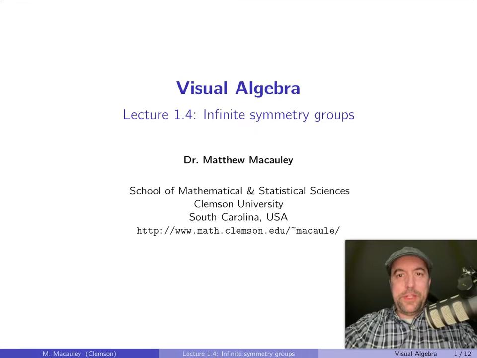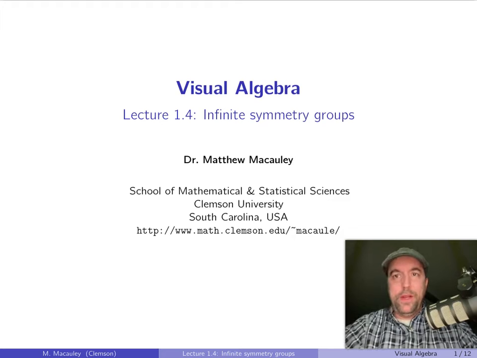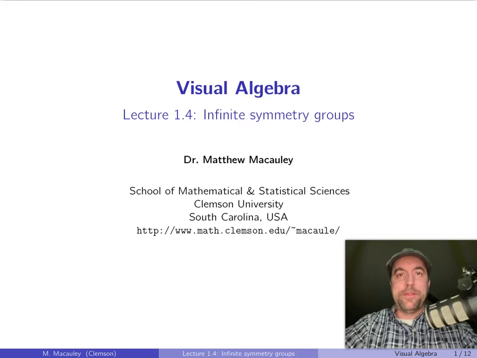Welcome to Visual Algebra Lecture 1.4, Infinite Symmetry Groups. Previously, we've seen examples of symmetry groups of objects that have finitely many symmetries, like polygons. In this lecture, we'll look at infinite symmetry groups. The objects that these arise from, like my shirt, can repeat in 1, 2, or 3 dimensions, and are called friezes, wallpapers, and crystals, respectively.